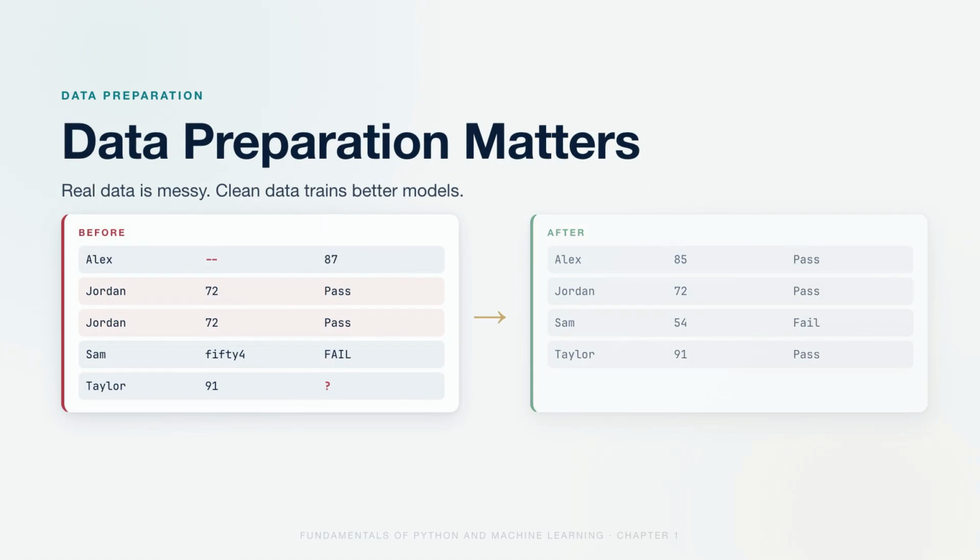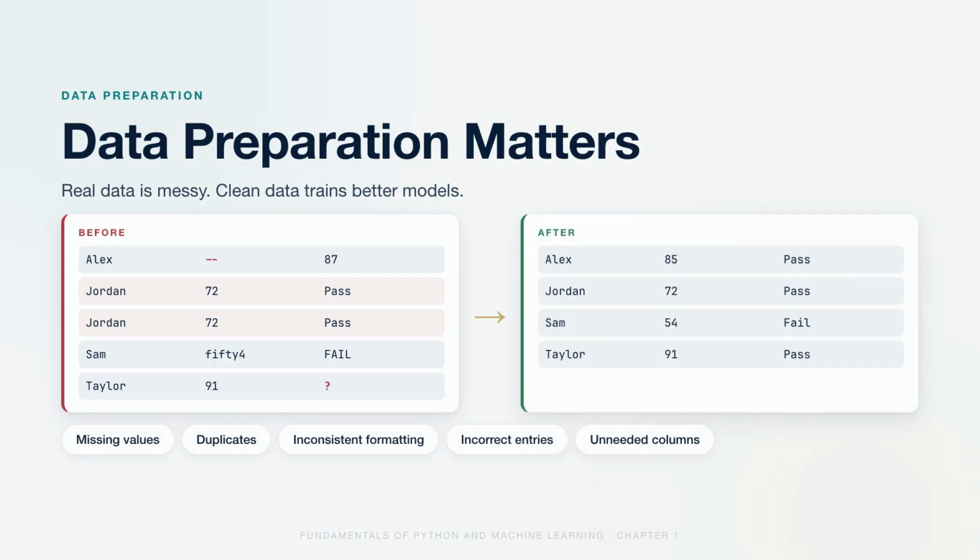Data preparation is one of the most important parts of machine learning. Real-world data is often messy. It might contain missing values, duplicate records, inconsistent formatting, incorrect entries, or columns that are not useful. If the data is poor, the model results might also be poor. A machine learning model can only learn from the data it receives. That is why cleaning and preparation are essential. Good machine learning starts with good data practices.